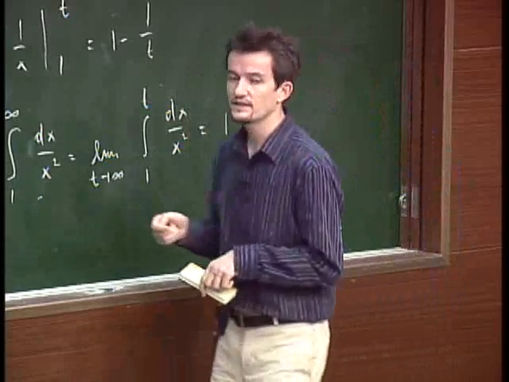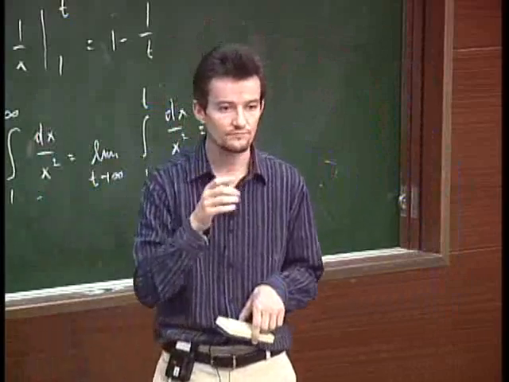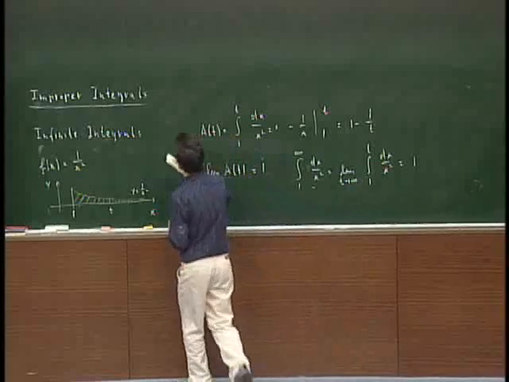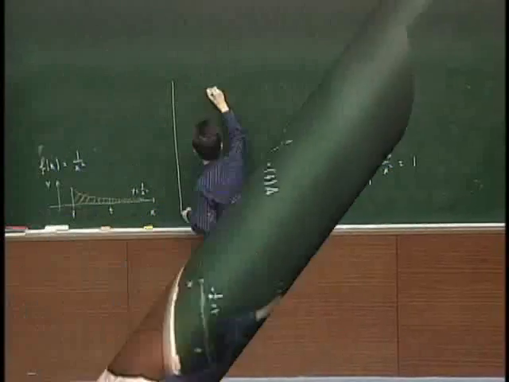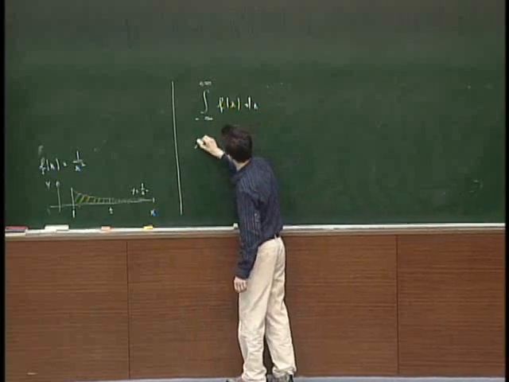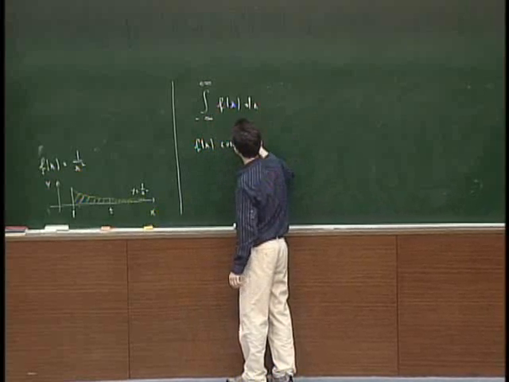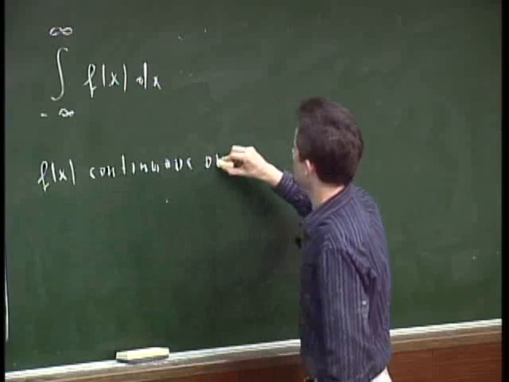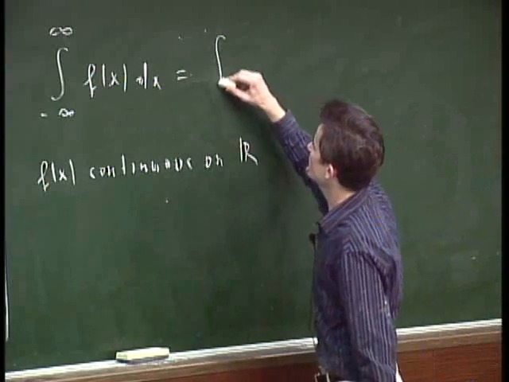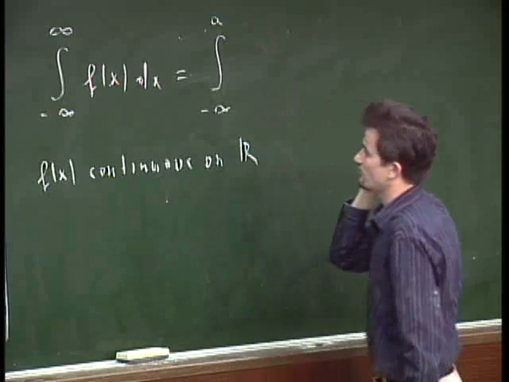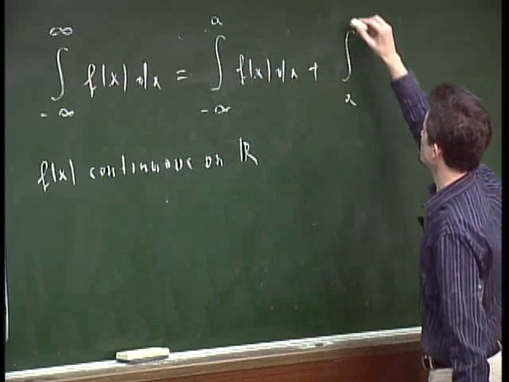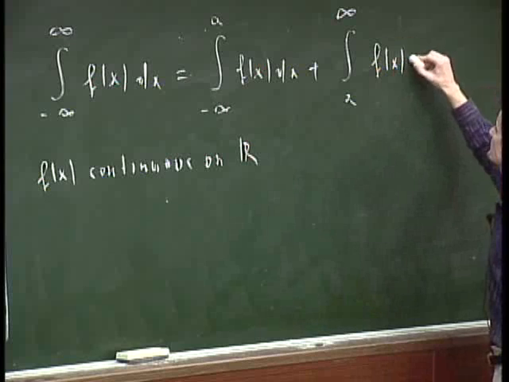And finally, an integral from minus infinity to infinity. For this case, we write this integral. Maybe I should write this down. So finally, for this situation, of course, what we need is f of x is continuous on R. So this is what we need. In this case, we write the integral as the integral from minus infinity to a of f of x dx plus the integral from a to infinity of f of x dx.